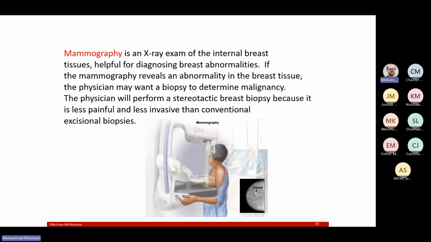This one is mammography. X-ray examination of internal breast tissues, helpful for diagnosing breast abnormalities. If we find any abnormality in the breast, the physician may want to go for biopsy to determine malignancy, that is, whether it is a cancer or not. We can perform stereotactic breast biopsy, which is less painful and less invasive than conventional excisional biopsy. So this would be good to watch.